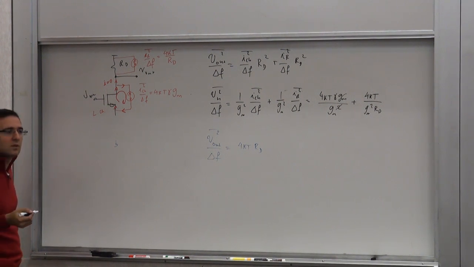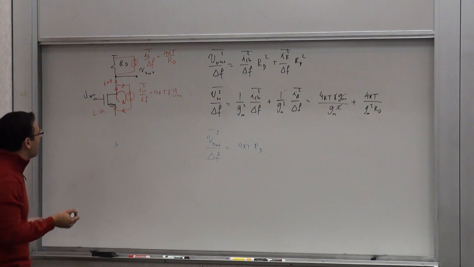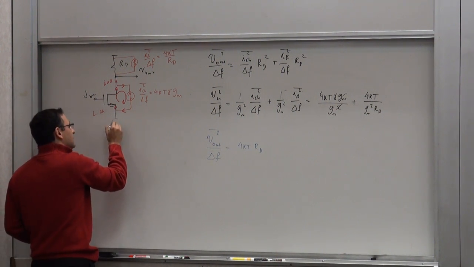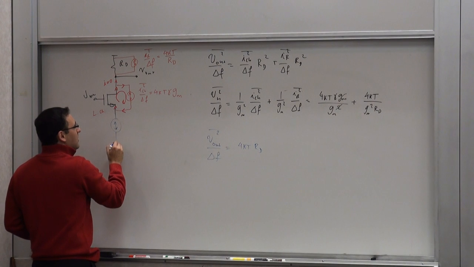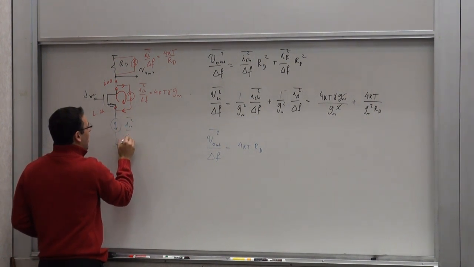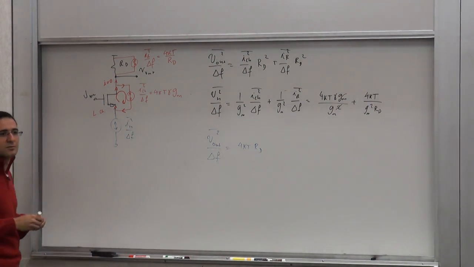Okay? So what is the input-referred current? What is the noise current at the input that would cause that voltage at the output?